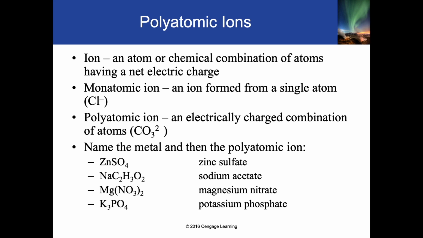Magnesium has a charge of +2, and since magnesium is +2, it takes two nitrates to balance it out. That means each one of those nitrates has a charge of -1. And then we have potassium phosphate again. You need three potassiums for every one phosphate, because phosphate has a charge of -3 and potassium has a charge of +1.